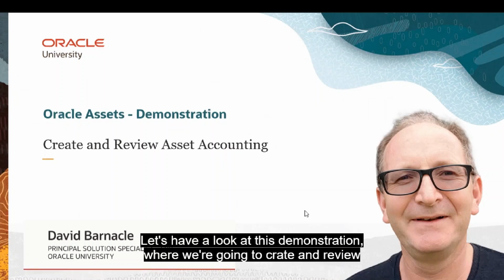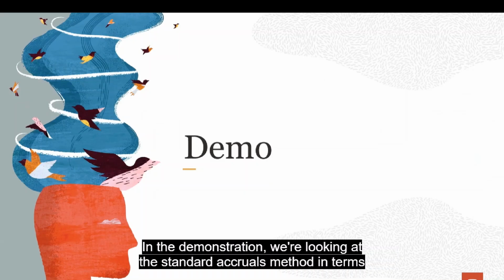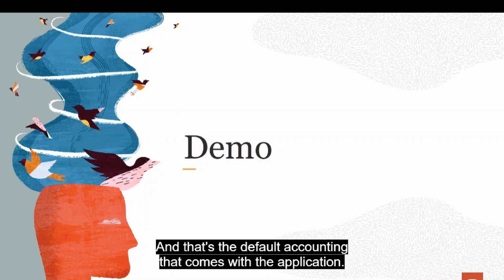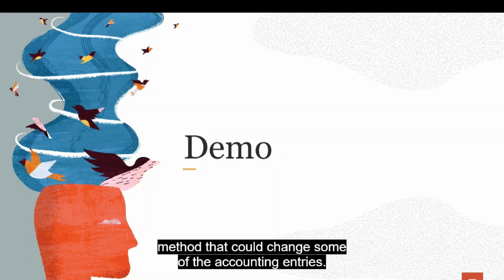Let's have a look at this demonstration where we're going to create and review asset accounting entries. In the demonstration, we're looking at the standard accruals method in the SLA accounting engine, and that's the default accounting that comes with the application. Remember, you can put in your own user-defined accounting method that could change some of the accounting entries.